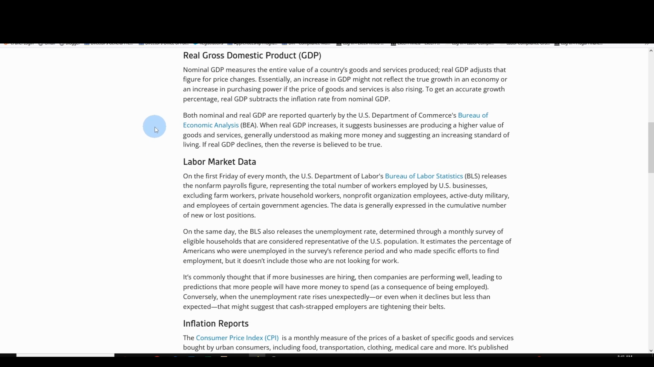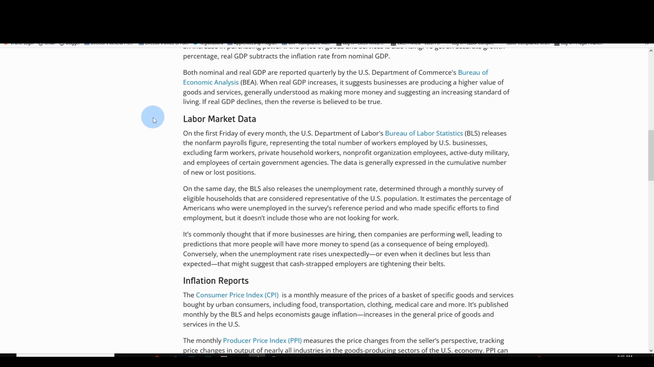Both nominal and real GDP are reported quarterly by the U.S. Department of Commerce's Bureau of Economic Analysis. When real GDP increases, it suggests businesses are producing a higher value of goods and services, generally understood as making more money and suggesting an increased standard of living. If real GDP declines, then the reverse is believed to be true.